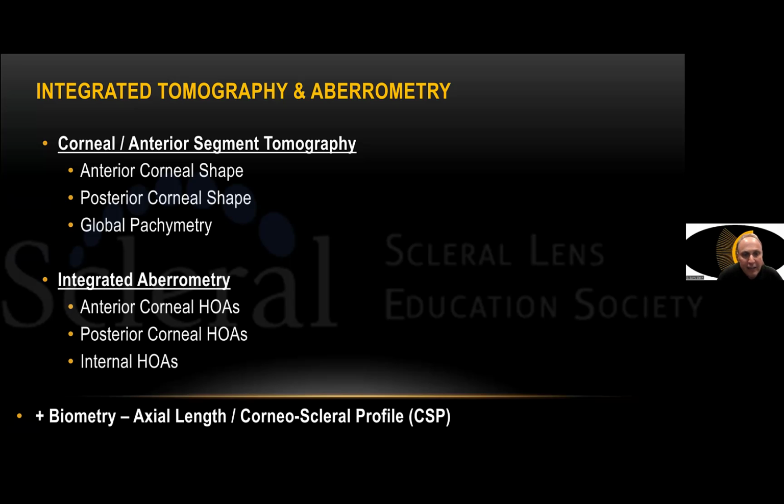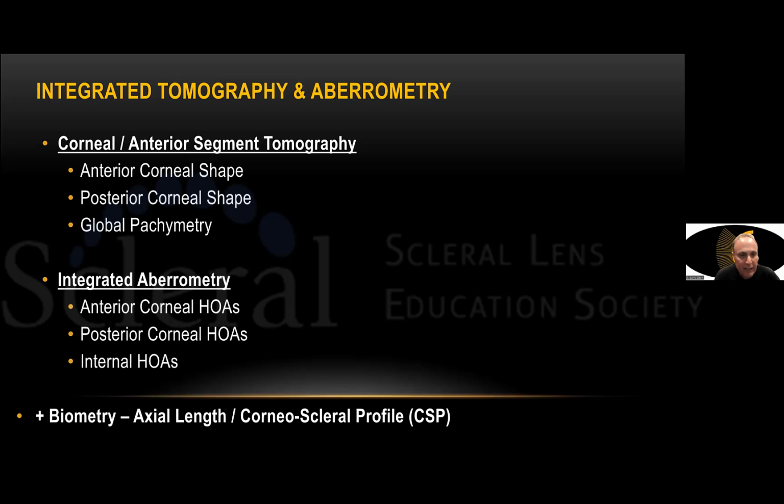Now, corneal and anterior segment tomography can also be used because you can measure the anterior corneal shape, you can measure the posterior corneal shape, and do global pachymetry. But when you're doing that, you can also measure the aberrometry findings of both the anterior and posterior cornea. And so you're able to really do an amazing type of analysis for the first time.